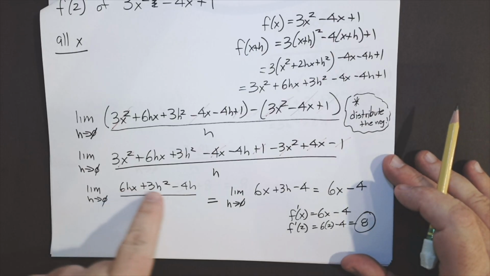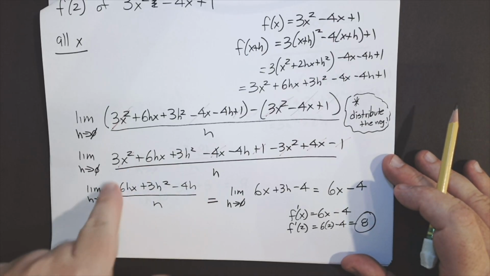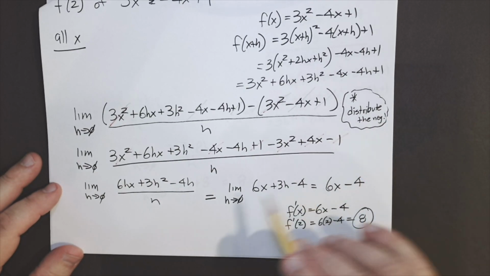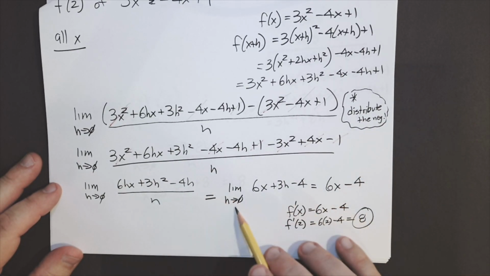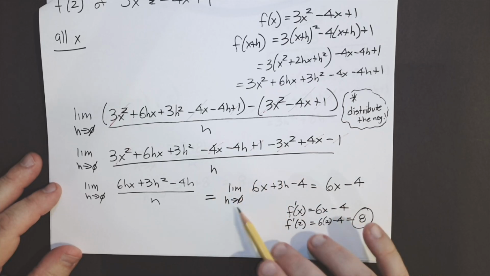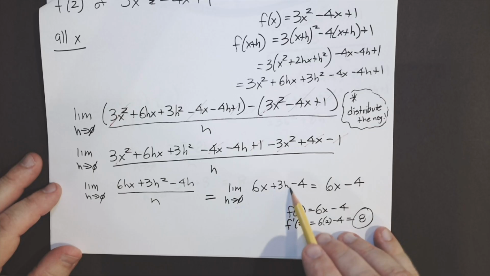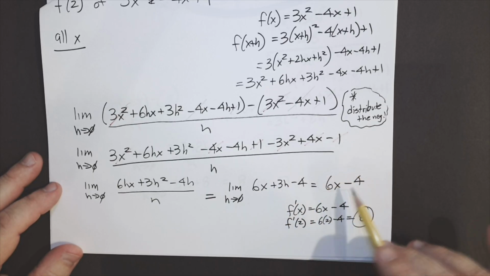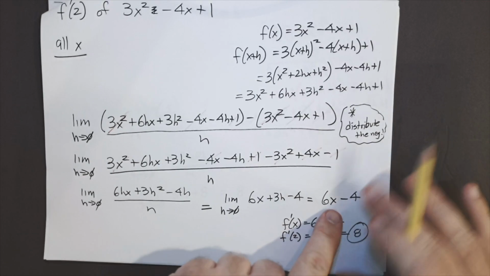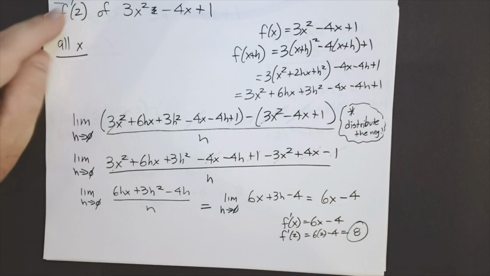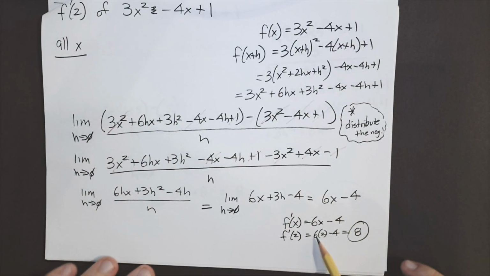We can cancel h's. Remember, there should be an h in every term. If there isn't, you might have done some algebra incorrectly. Once I cancel those h's, I end up with this. And I say, what's the limit of this function as h goes to 0? That means this 3h right here goes to 0, and I'm left with 6x plus 4. That's the derivative. Then we wanted to know the value of this at 2, so I plug 2 in here, and I get 12 minus 4, which is 8.